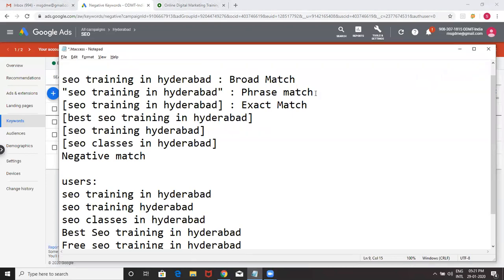So use phrase match. For the keywords where there is a possibility people use words before and after, mention those things. So phrase match and negative is a good combination. Exact match is always good, but maybe instead of writing many things, go for this. There is one more match type.